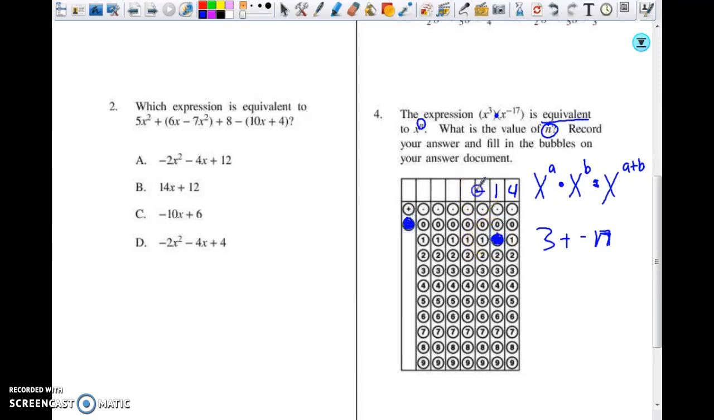So you have negative 14. Sorry, I put the negative in the wrong spot. Okay, so that would be the answer. You do have to know the law. Again, we will tell you the laws. You just have to recognize what's happening here.